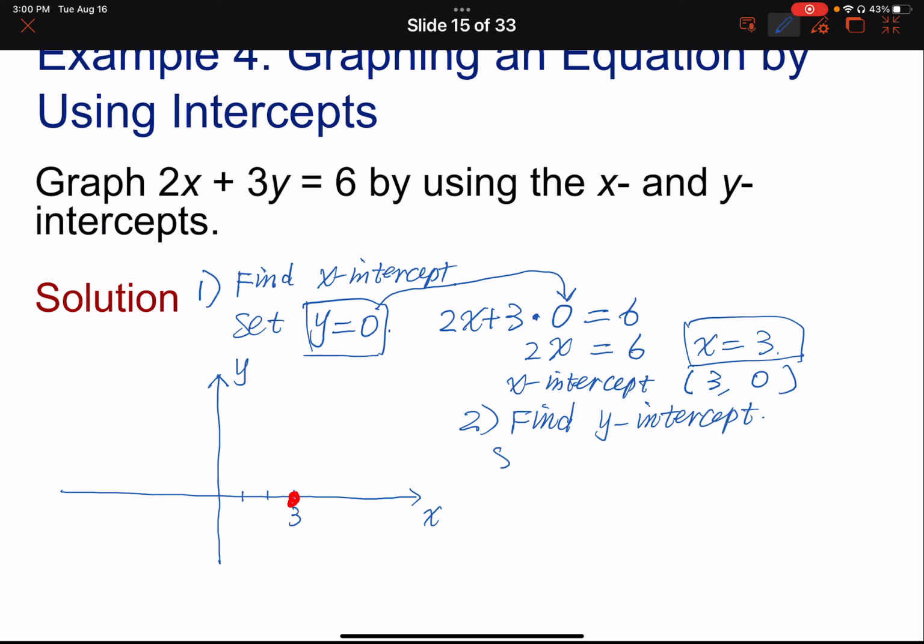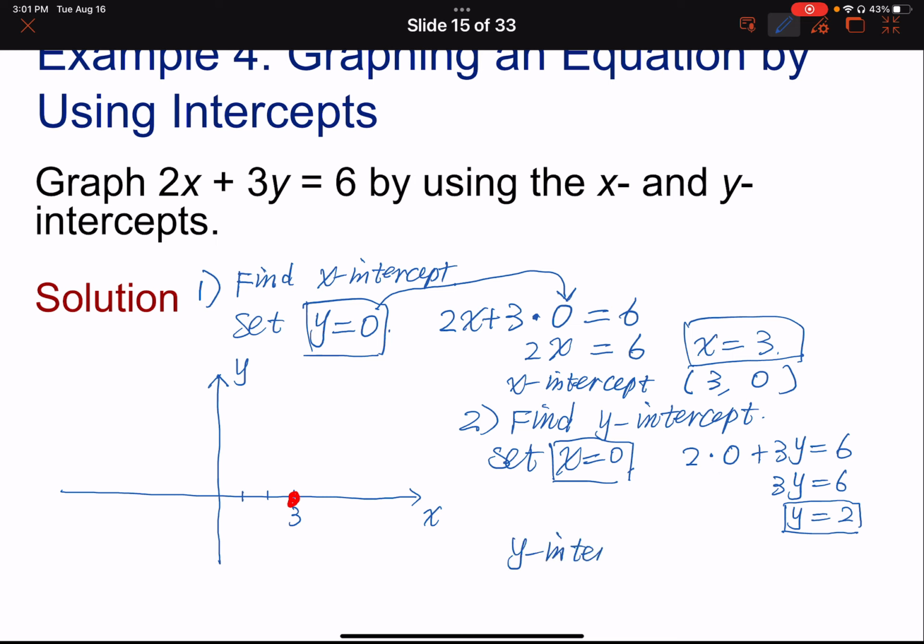In this case, because it's a point on the y-axis, you're going to set x equals 0. So now you're plugging x equals 0 into the equation. You have 2 times 0 plus 3y equals 6. And obviously 3y equals 6 and y equals 2. So x equals 0, y equals 2. The y-intercept is the point (0, 2).